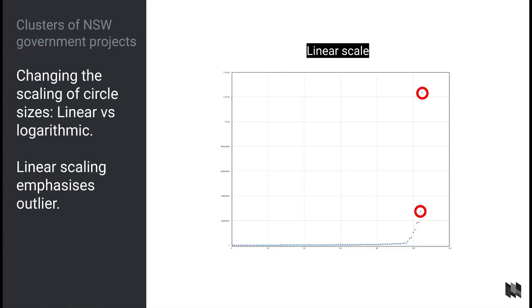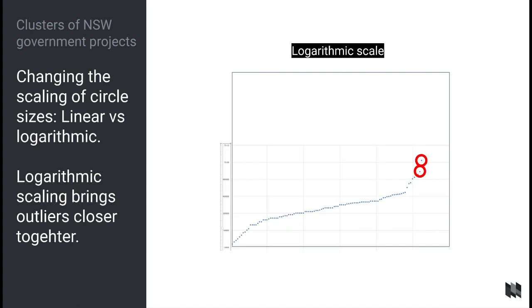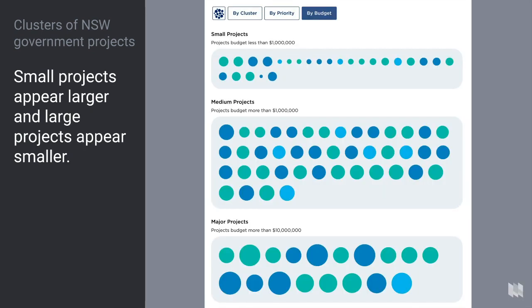Our solution was that we probably needed to change the scaling. At this point, we were using a linear scale, but this really emphasizes the outliers. So what we did instead was use a logarithmic scale that brings the outliers a bit closer together. Once we applied this scaling to the developed version, it looked much better. Small projects got a bit bigger, big projects a bit smaller, and every project was clickable. In the end, it's a really beautiful website.